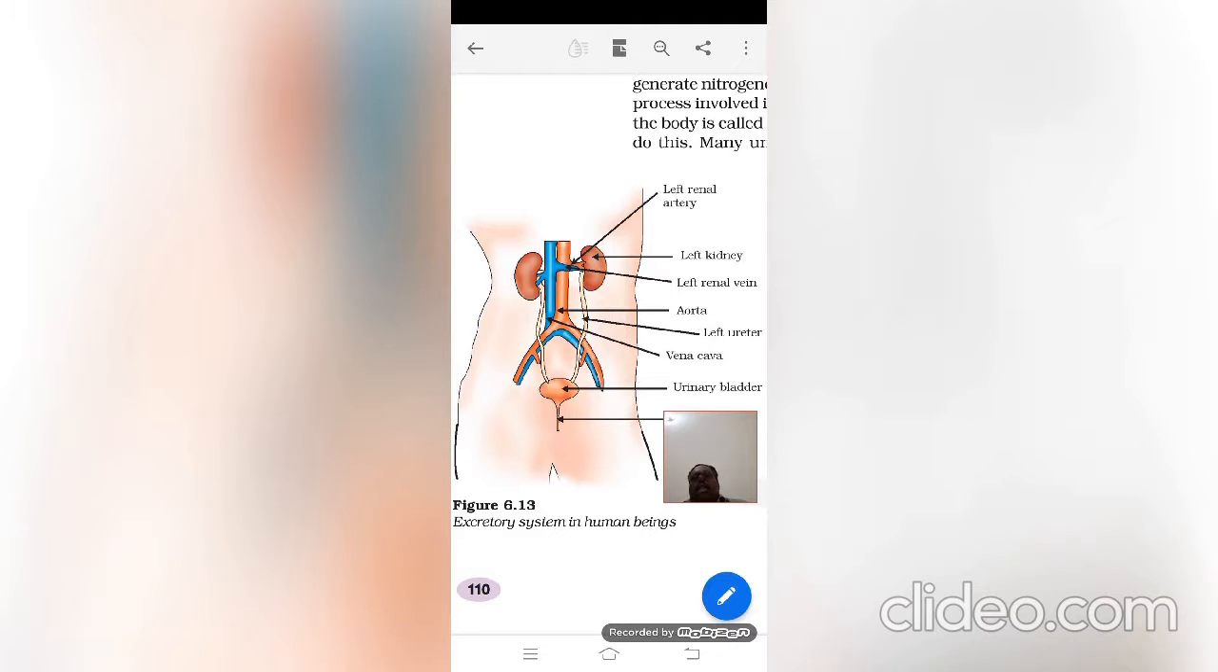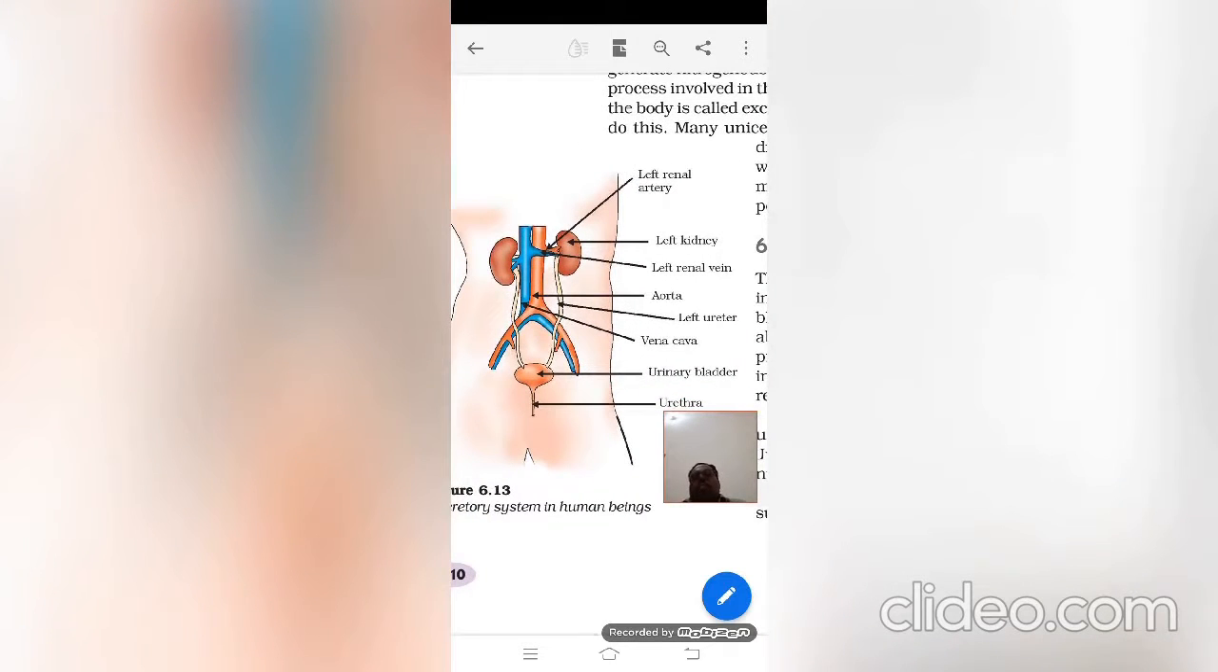Inside the kidney, the filtration process takes place with the help of nephrons. The filtrate is passed through the ureter, stored inside the urinary bladder, and expelled out through the urethra. This diagram is very, very important. They ask this in the exam.